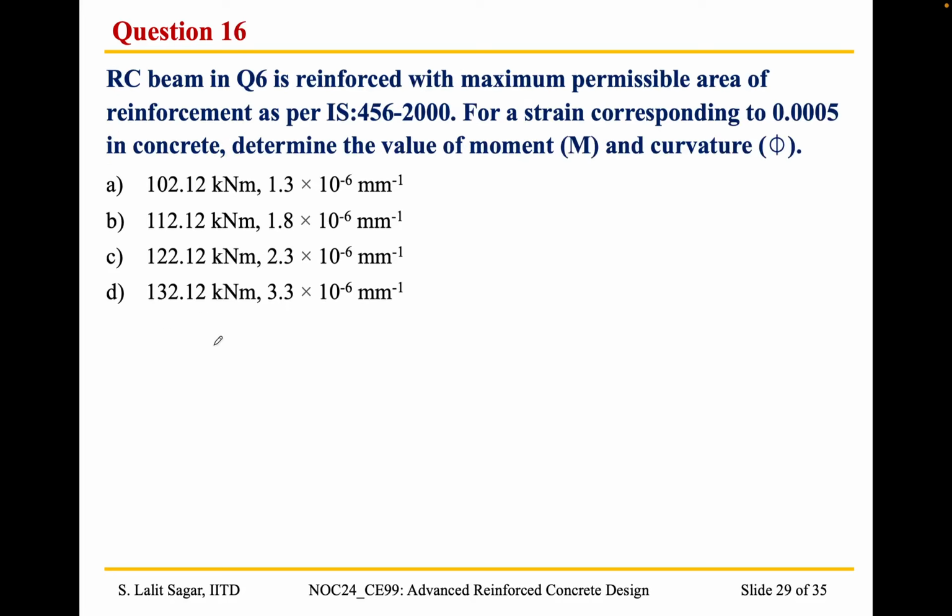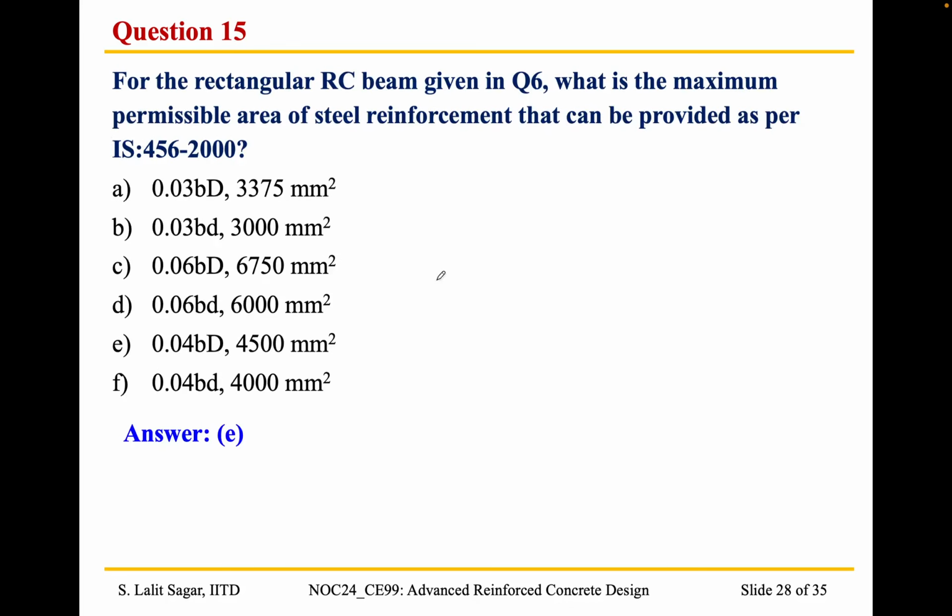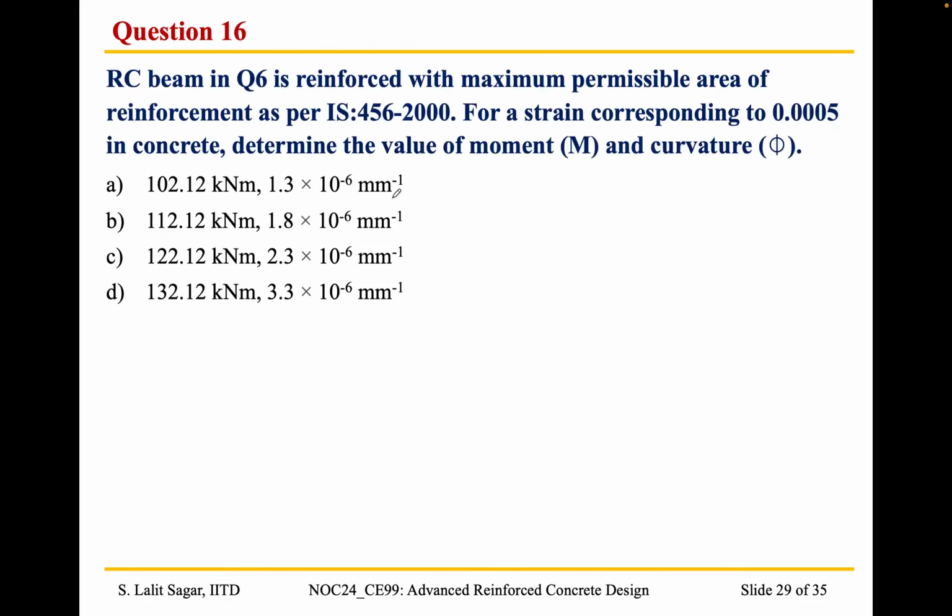So essentially what we are trying to do is, in question number 6 we considered an under reinforced section, and then we considered a balanced section. So we are going to provide the maximum permissible steel reinforcement that can be provided in a beam as per the IS code, and it is definitely going to be an over reinforced section, and then we are going to compare the moment curvature behavior, or the flexural behavior.